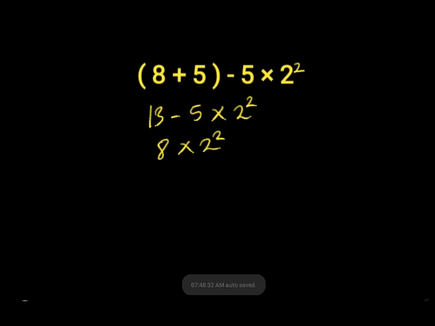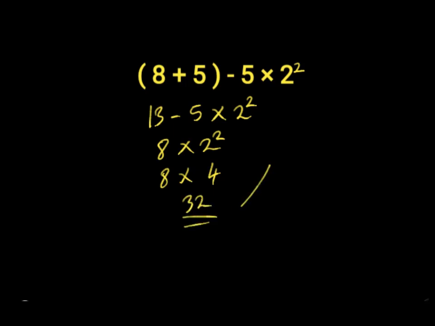Now we are going to solve our exponents. 2 to the power of 2 will give us 4. Pull down our 4 here. Then we have 8 times 4. 8 times 4 is equal to 32. 32 is the wrong answer to this question because we did not work the order of operation.